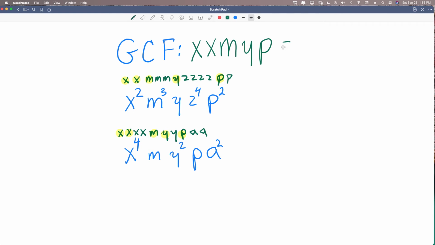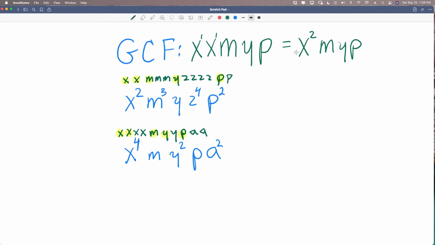And we know that when we have 2 x's here, they all have an exponent of 1. We can rewrite that as x squared m, y, p. That is our greatest common factor because we used x 2 times. We say x 2 times. Okay, but when we write them all out, it makes them a lot easier to identify.